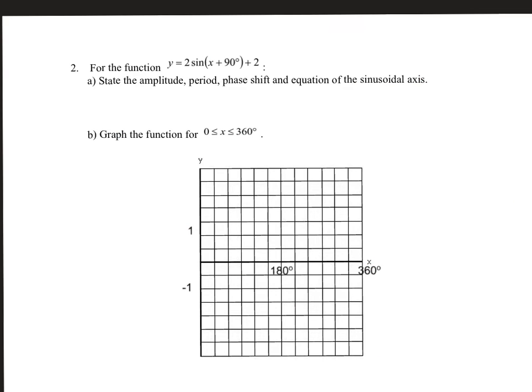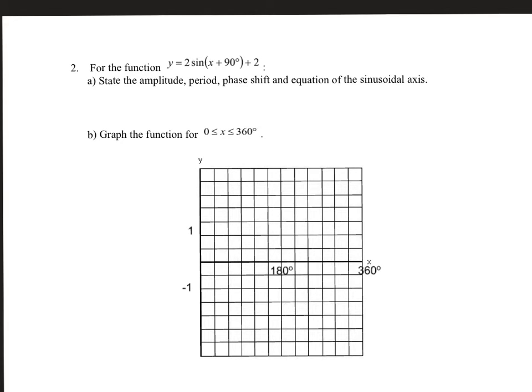And so what you see at the top of your screen now is another function. And this one I want to kind of do backwards. So let's find all of those properties listed in A, but let's do it directly from the equation. So let's pause the video if we're feeling confident and give it a shot.